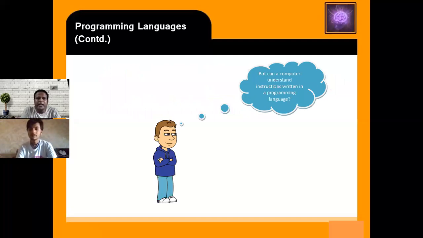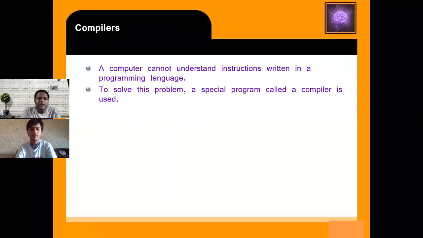But can a computer understand instructions written in a particular programming language? A computer cannot understand instructions written in a programming language. To solve this problem, a special program called a compiler is used. A compiler is a software which converts the programming language into machine language. And for every programming language, the compiler is different.